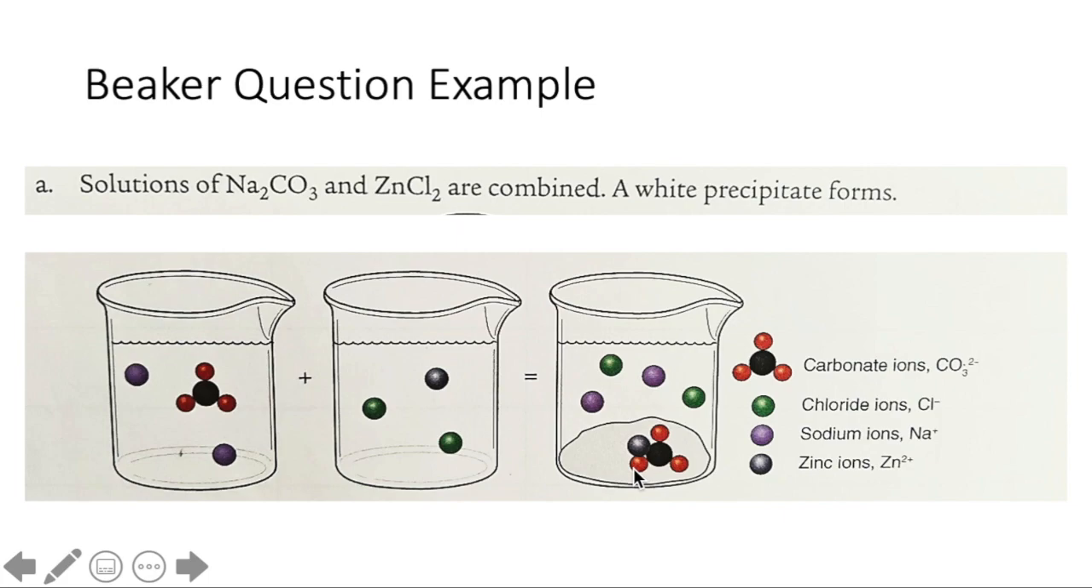And then in the product, we're making this zinc carbonate precipitate. And in fact, the sodium and chloride ions are still just floating around, and they are spectator ions. So if we were drawing the net ionic equation, none of these purple and green dots would be here. This is depicting the complete ionic equation, and that's what we want you to depict on your lab report.